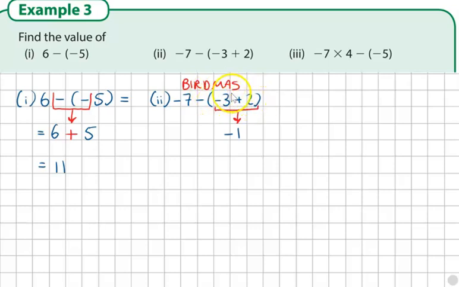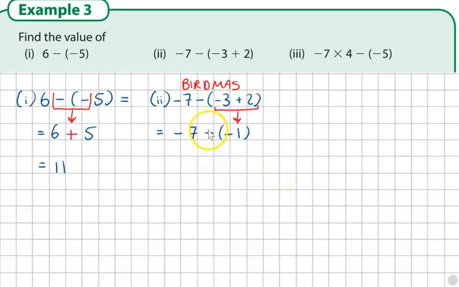So the rules for adding and subtracting integers. So different signs we subtract and keep the bigger sign. So 2 from 3 leaves us with 1 and we keep the sign of the 3 because it's numerically bigger. So we keep the sign of the minus. So then we bring everything else down. So we're going to bring down the minus 7, the other minus that's in front of the brackets, and we're also going to bring down the brackets that were around the minus 3 plus 2.